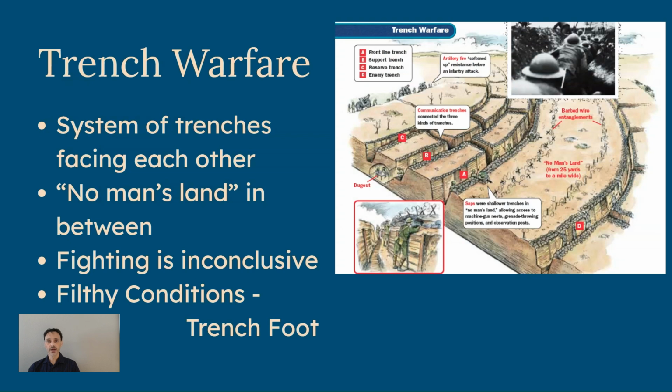Now, like we said with trench warfare, both sides dig in, they dig deep trenches, and that means that it's very difficult to move forward because you have these parallel systems of trenches on both sides. In between is no man's land. It might be 100 yards long, it might be a half mile across. And think about it, are you really going to want to come up out of the trench and then run across maybe a quarter mile, a half mile of land? You'll easily be shot and picked off during that, right? So this fighting is inconclusive.